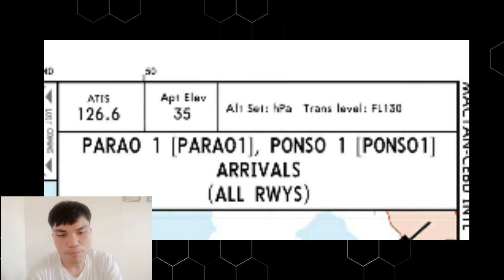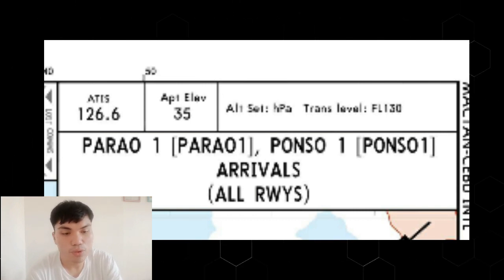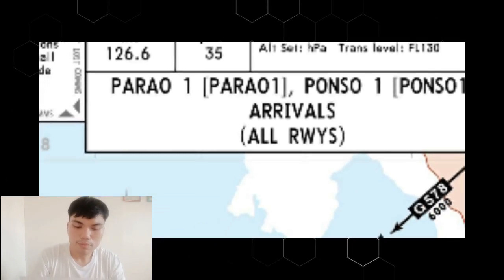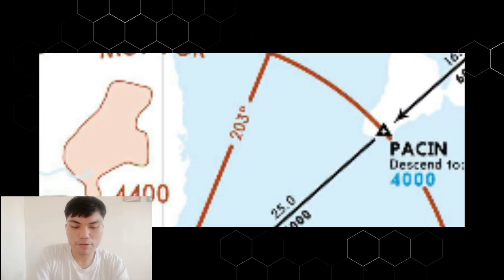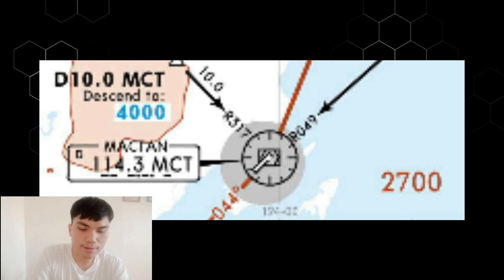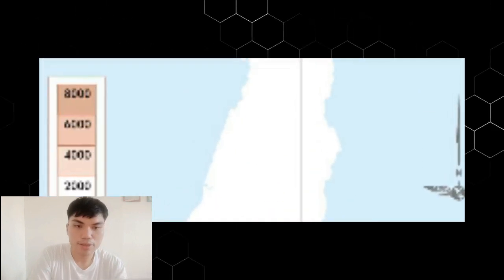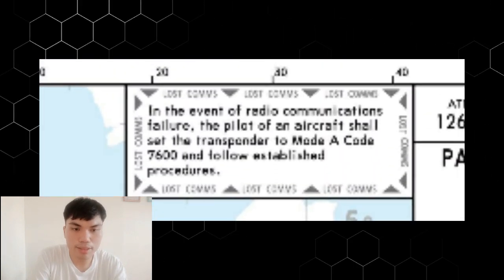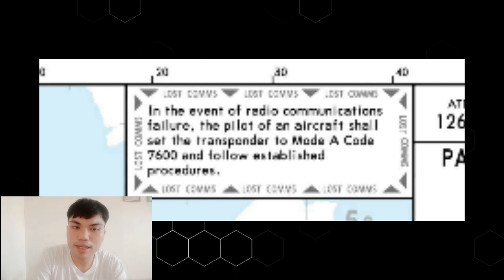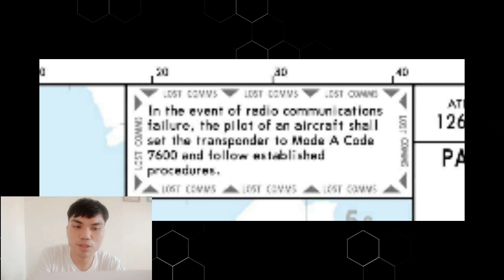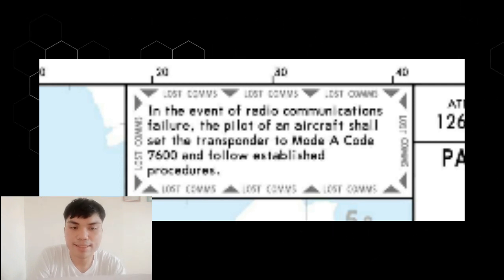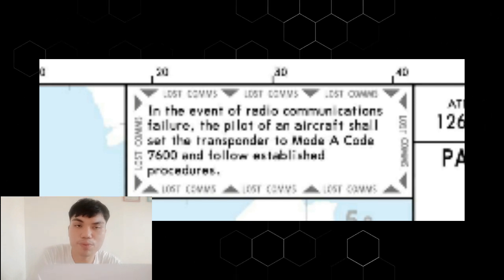Okay. Parao 1, Ponso 1 arrivals. VOR frequency 114.3 Mactan. In case of lost communications, in the event of radio communications failure, the pilot of the aircraft shall set the transponder to mode Alpha, code 7600, and follow established procedures.